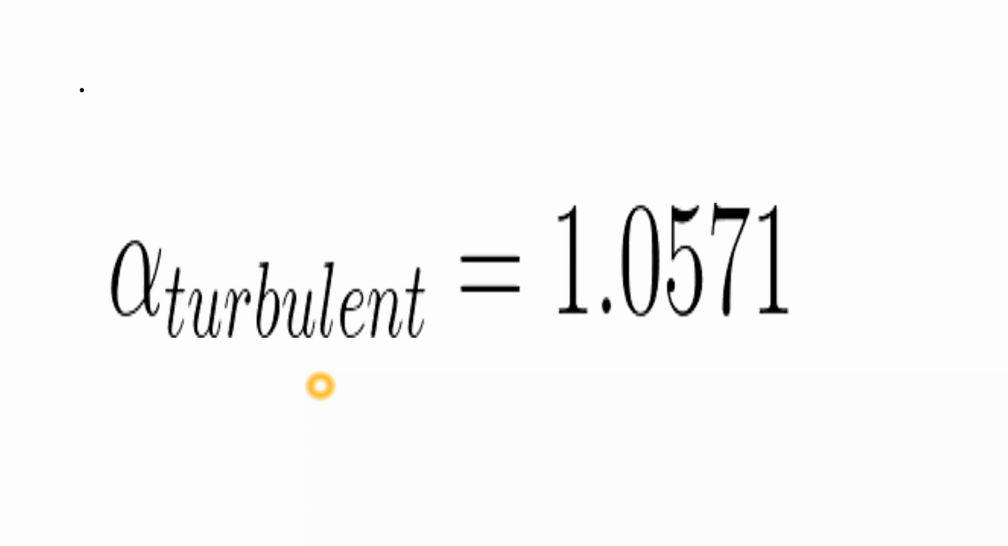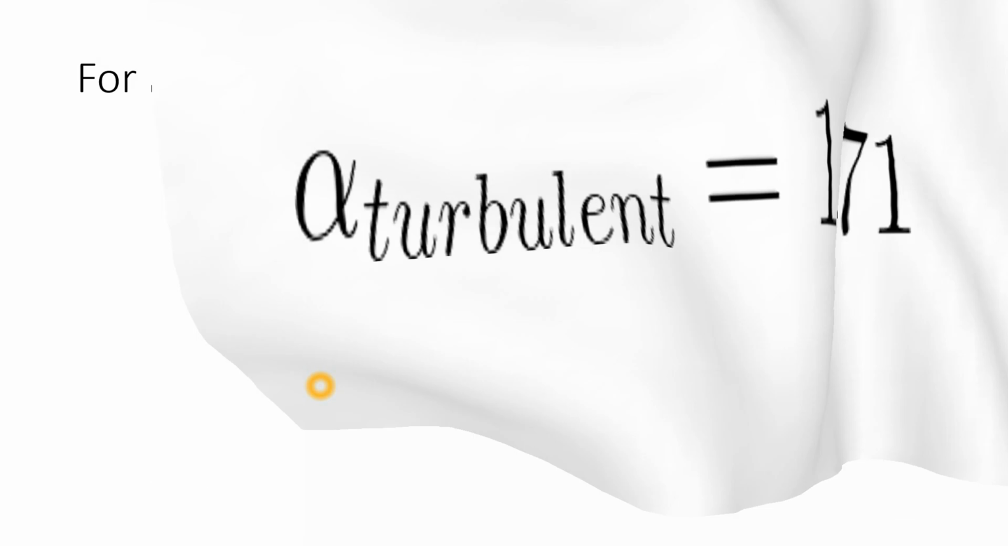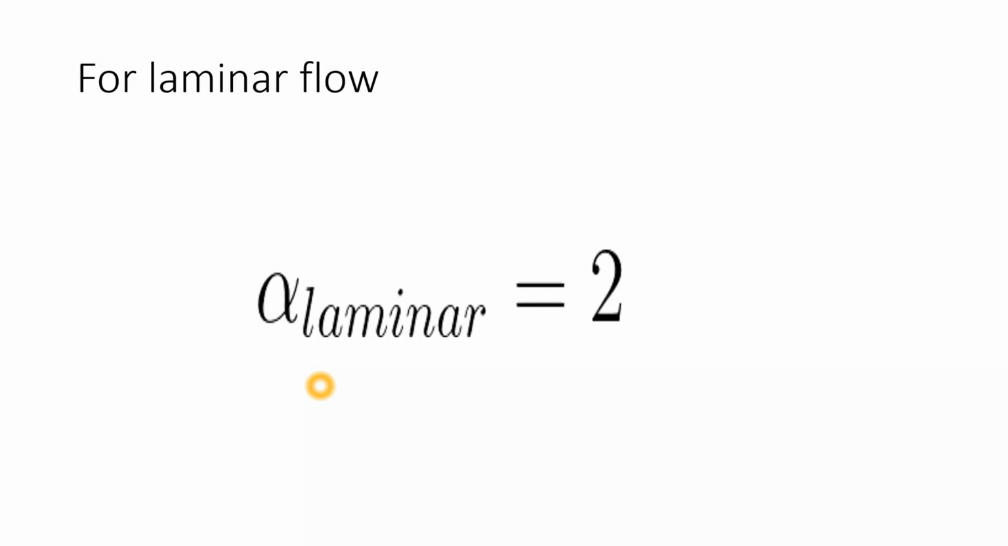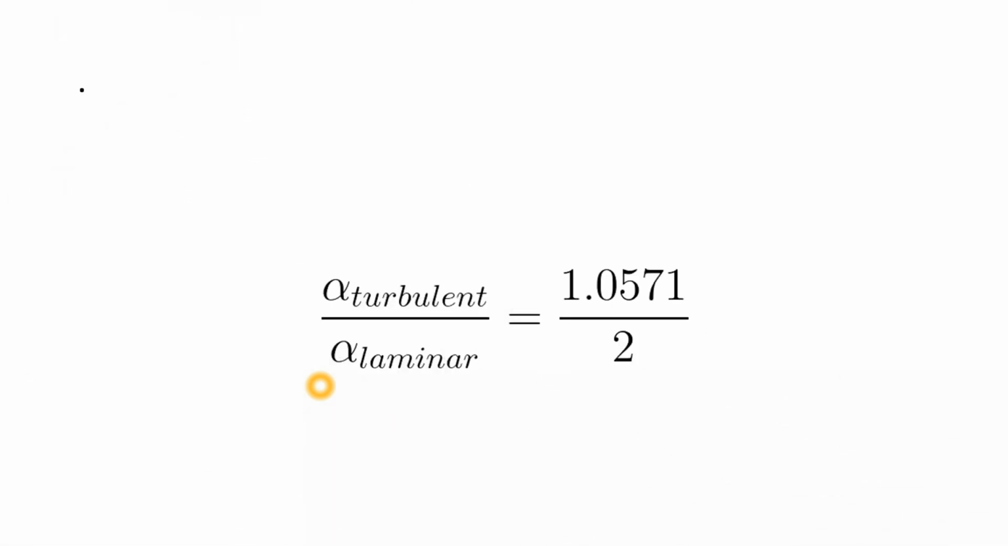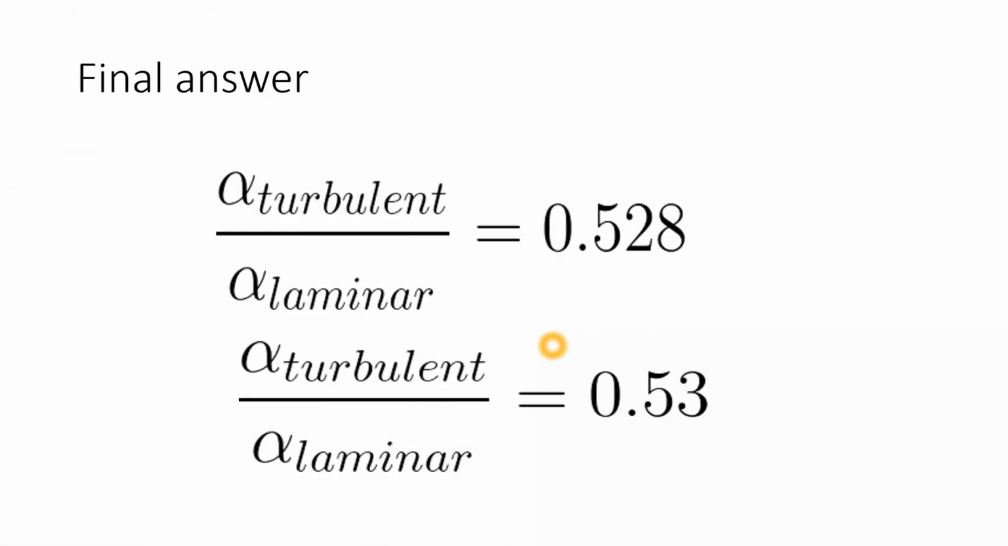But it is not the correct way, since they have given some relations, so we will calculate alpha turbulent. Actually alpha turbulent is not equal to 1, it is 1.0 something. So they have given it just to calculate alpha turbulent, and we should remember that alpha laminar is equal to 2. From this you can calculate alpha turbulent upon alpha laminar. You will get the answer 0.528, or rounded off, 0.53.